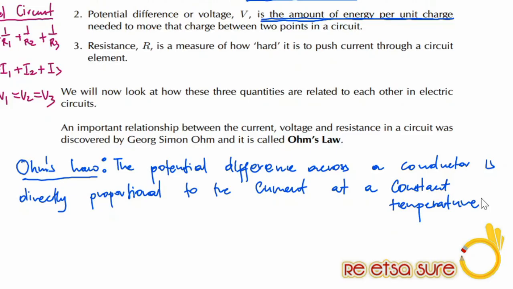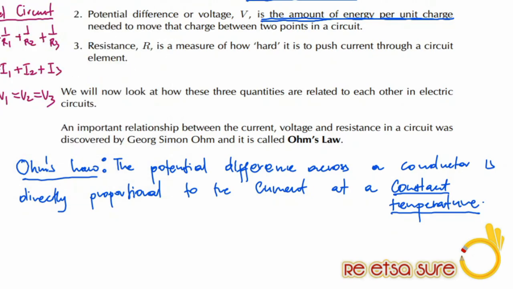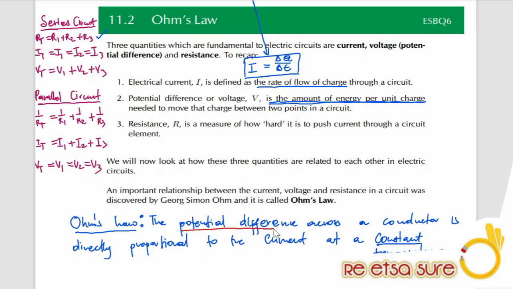The potential difference across a conductor is directly proportional to the current at a constant what? Temperature. Please underline constant temperature. So for now, we are checking the relationship between the potential difference and current. We can see that the relationship between potential difference and current is that they are directly proportional.